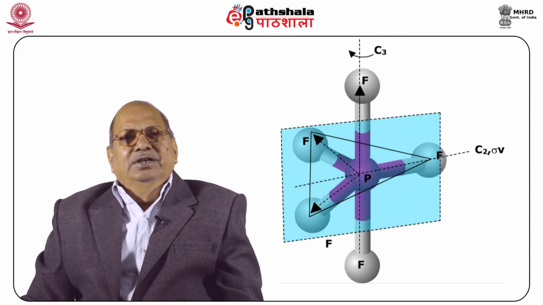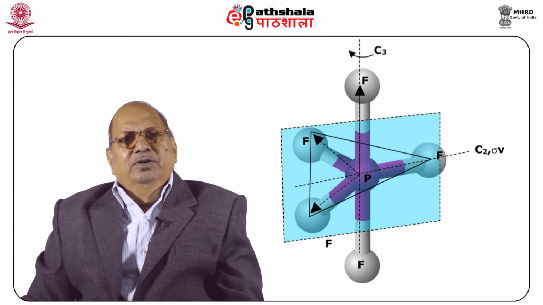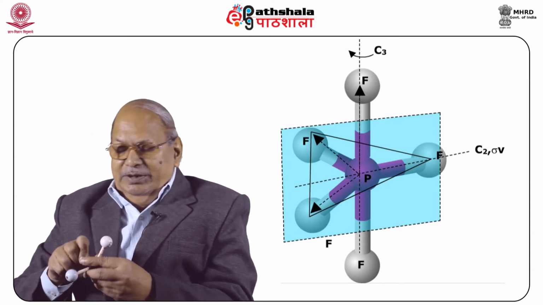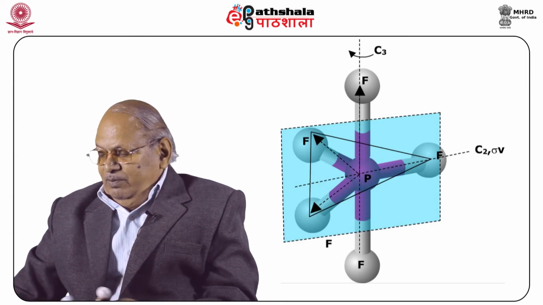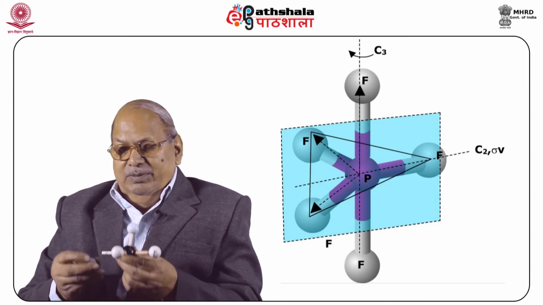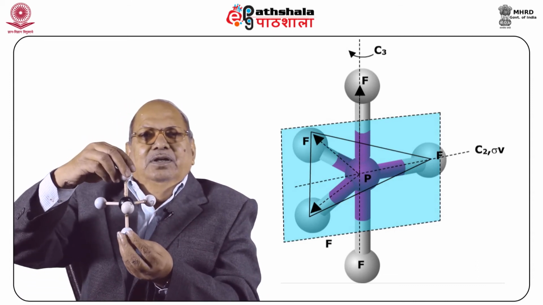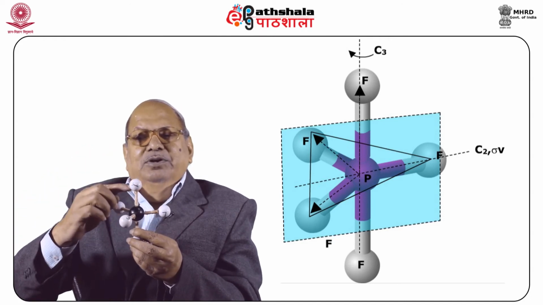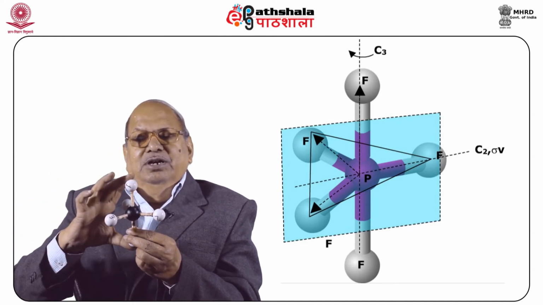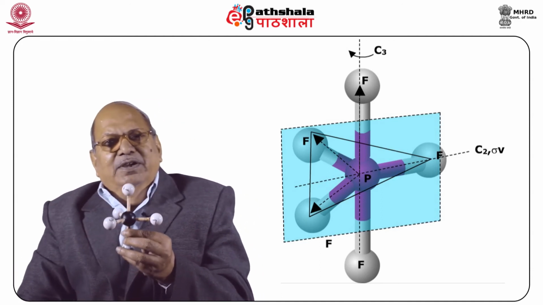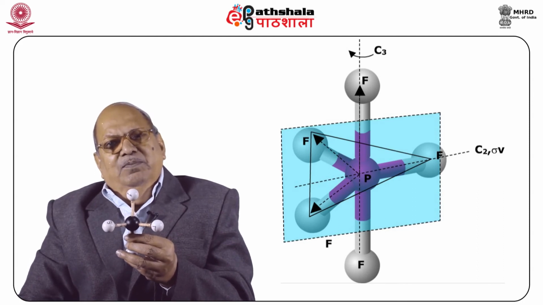Now let us take another example, a very common example of D3H point group. If I take PF5 molecule, there are 5 PF bonds in it. This is my PF5 molecule like this. It has 5 bonds. One bond is this, one bond is this. These are axial bonds. Then these are equatorial bonds. So I am having 5 PF bonds.